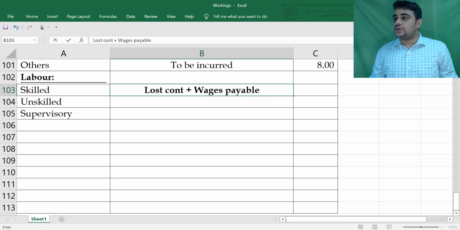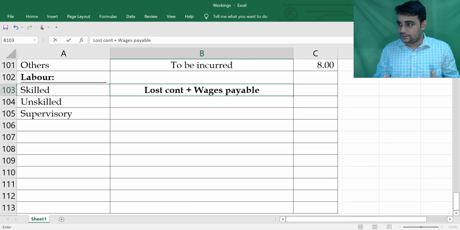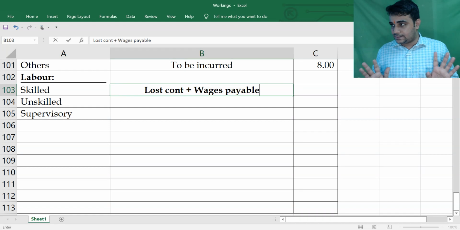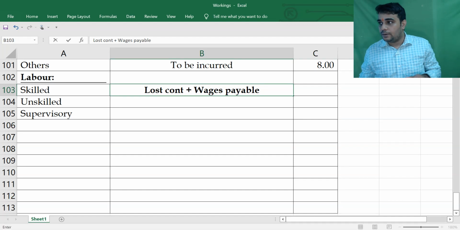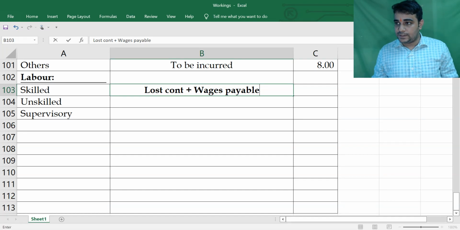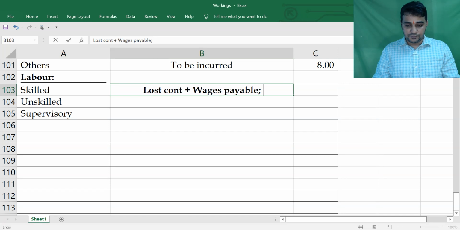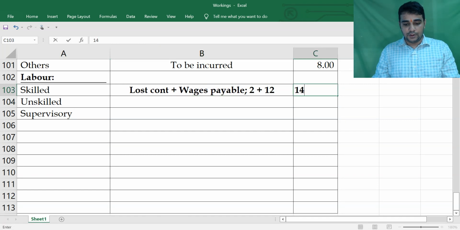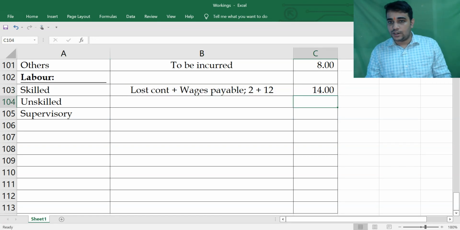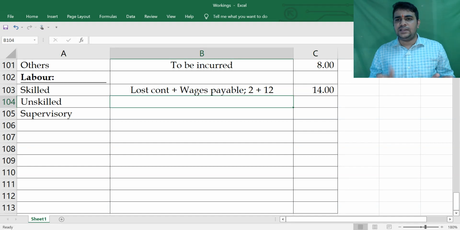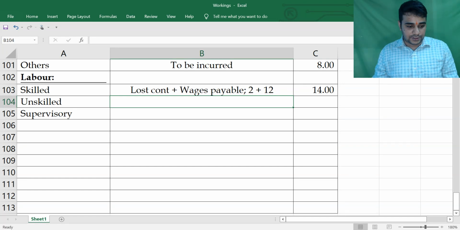The question has not given the contribution, it has given the profit. I cannot adjust it because I don't know how much fixed cost has been subtracted. So the understanding is that contribution is also 2 lakh, and obviously wages would have been subtracted, because the word used is profit. So this is 2 plus 12, 14 lakh: lost contribution plus wages payable.